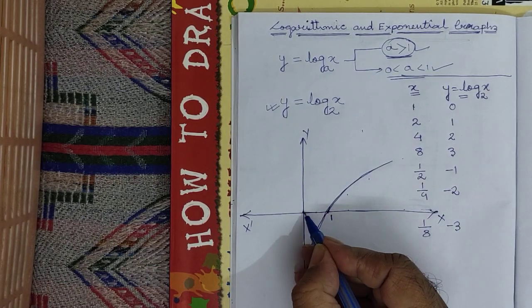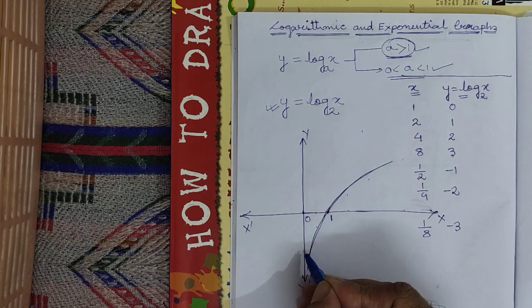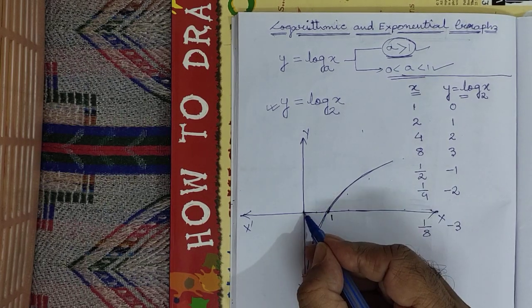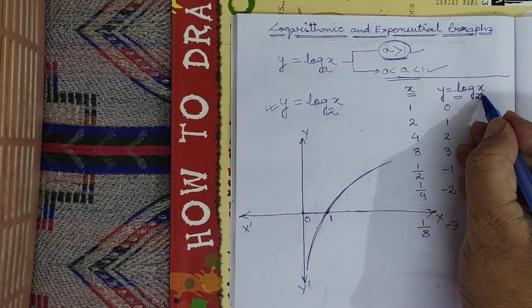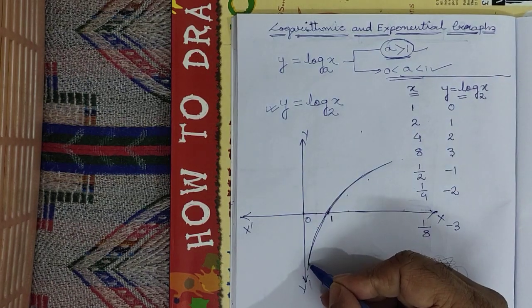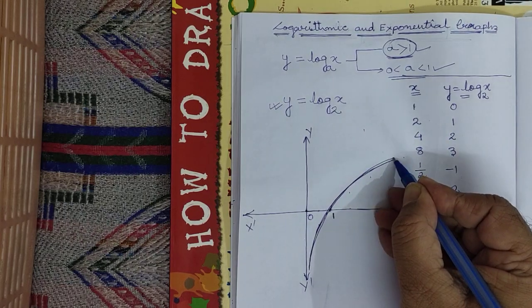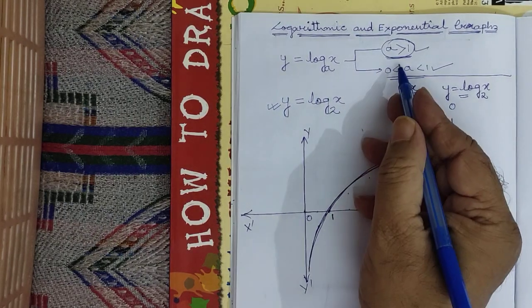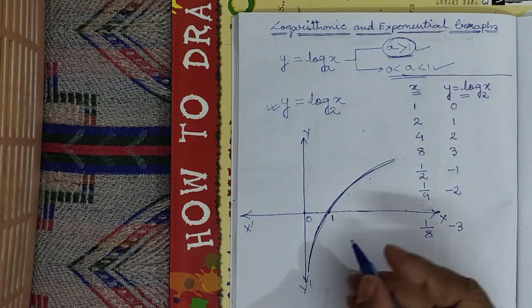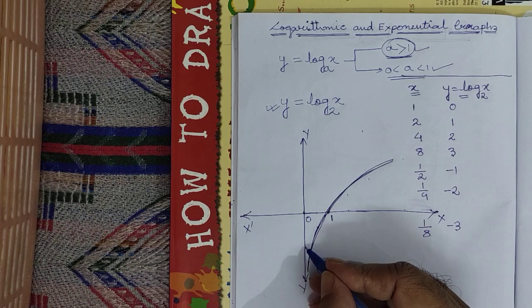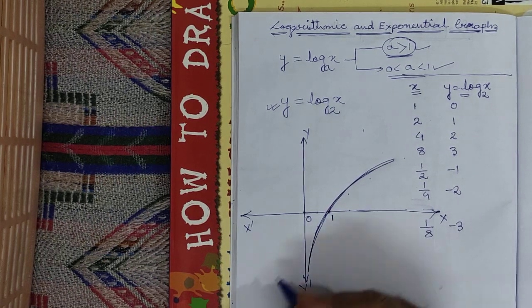The more you go towards the origin, the more the graph will approach the y-axis. However, this graph can never touch the y-axis because log 0 will be undefined. So this is the trend of log x base 2 or log x base a when the base is more than 1. The graph is approaching the y-axis, however, it will never touch the y-axis.